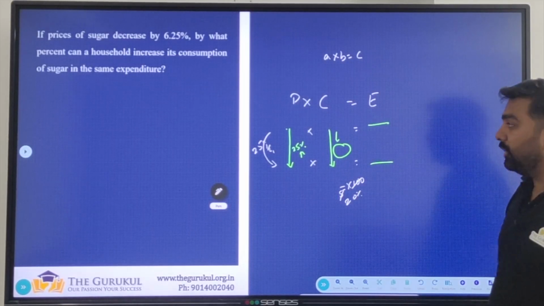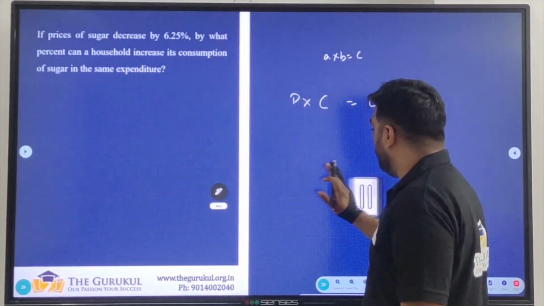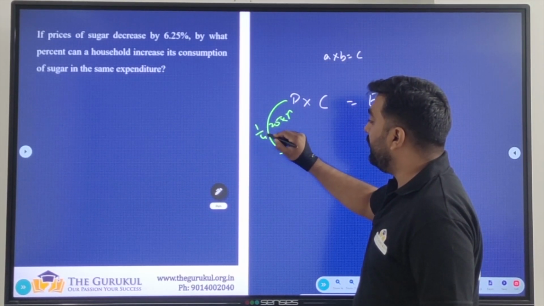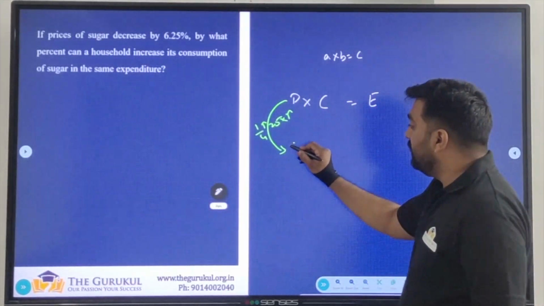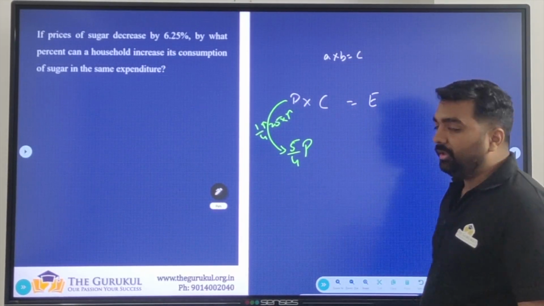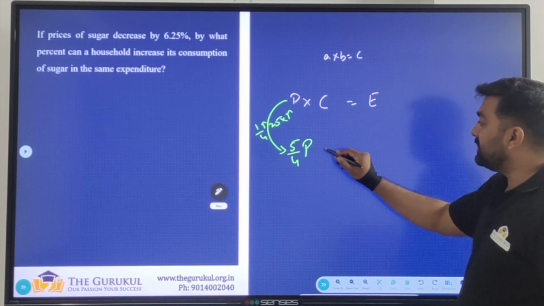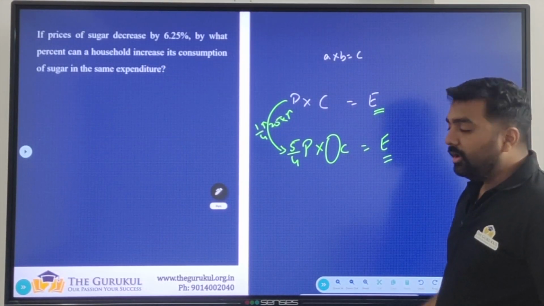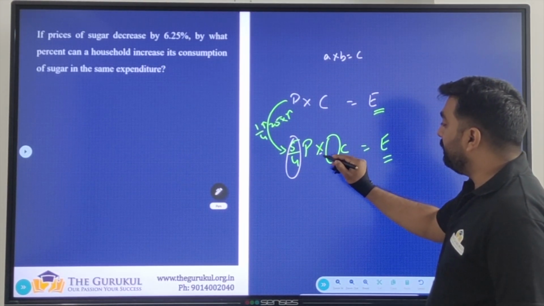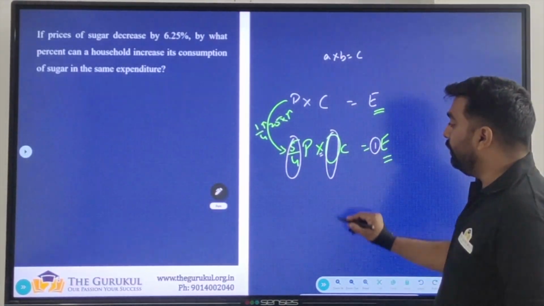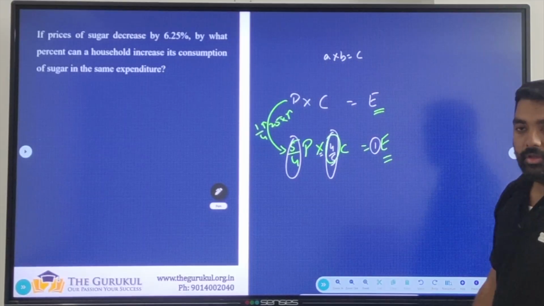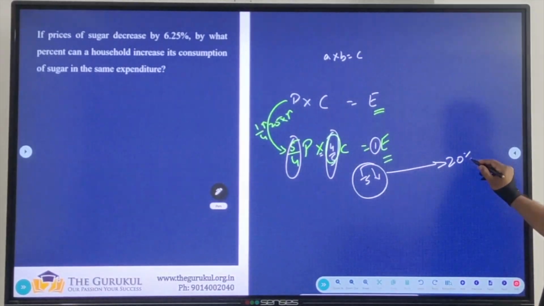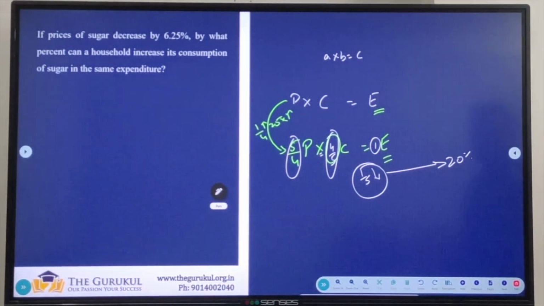Now there is another way to solve the problem. That is, instead of assuming the values, when the price increased by 25%, which means 1 by 4 increase, can I say the new price will be 5 by 4 P? Something should happen for consumption so that expenditure remains constant. I have a fraction 5 by 4 multiplied with something over here to give me 1 over here. What should come here? 4 by 5. If it is 4 by 5, 1 by 5 decrease is happening. Answer is 20%. Clear?